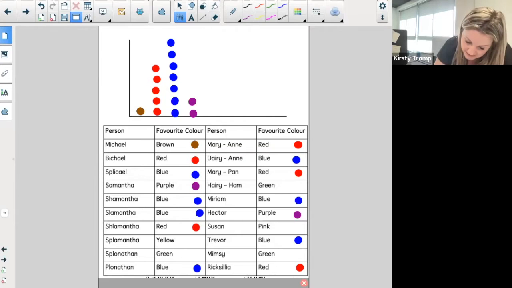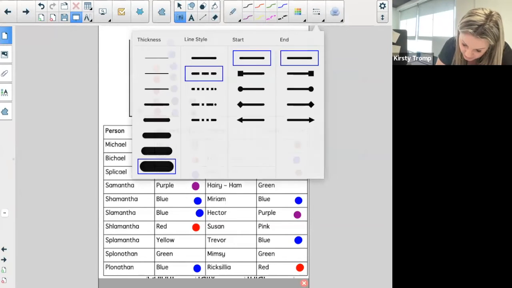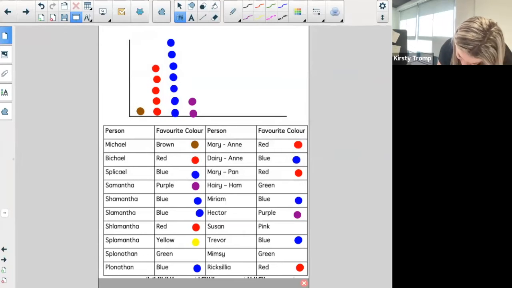Okay. My next color is yellow. Yellow is always a little bit difficult to see, but let's go try yellow. So we've got one, only one here. So one.